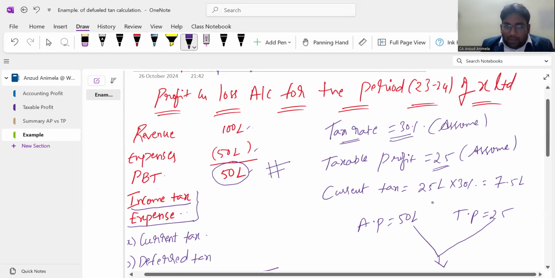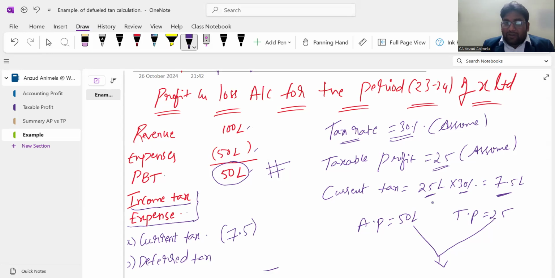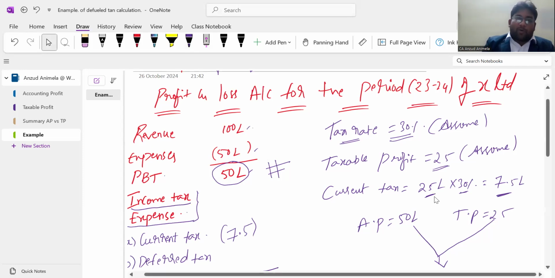Now for current tax, the rate is 30%. You apply the rate on taxable profit and you will get 7.5 lakh. This 7 lakh 50,000 is the income tax expense of that particular period for that particular company. That 7 lakh 50,000 needs to be paid to the government income tax department. Now, the most important thing.